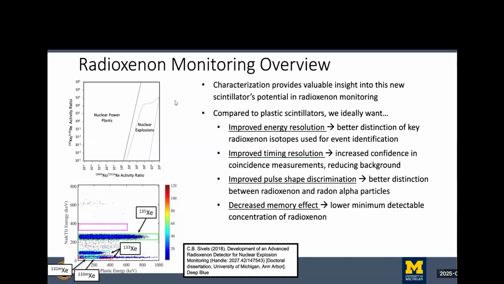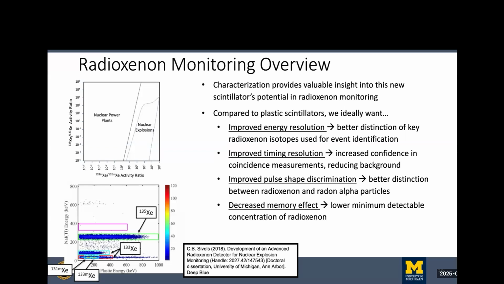Here are some illustrations of the background knowledge we would use to monitor radioxenon. On the top left is a plot, log scale, with xenon-135 over xenon-133 activity on the y-axis, xenon-133m over xenon-131m activity ratio on the x-axis. And there is a clear dividing line between outputs from nuclear power plants versus nuclear explosions, depending on the relative activities of these isotopes.